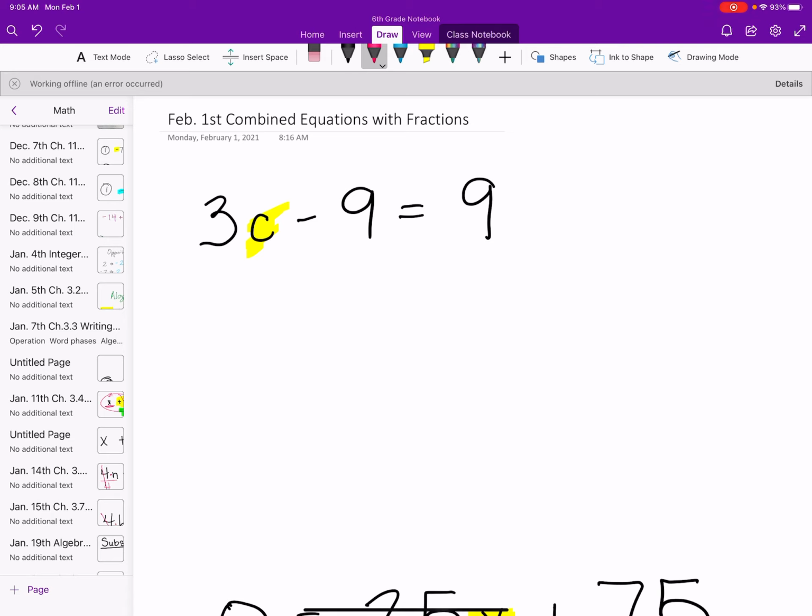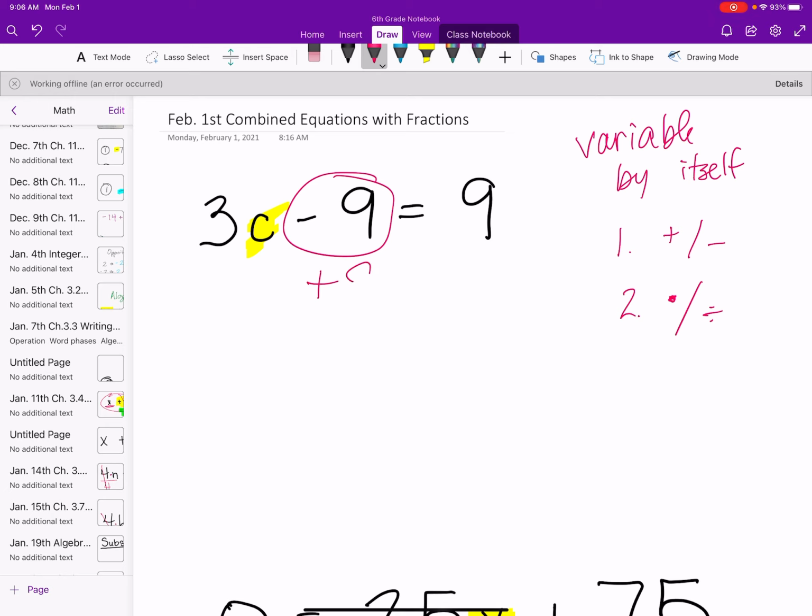Remember our number one goal is to get the variable by itself. Help if I could spell. And then in order to get the variable by itself, we need to do addition and subtraction first, followed by division and multiplication. Okay, so the opposite of minus 9 here is plus 9. Do it on both sides.